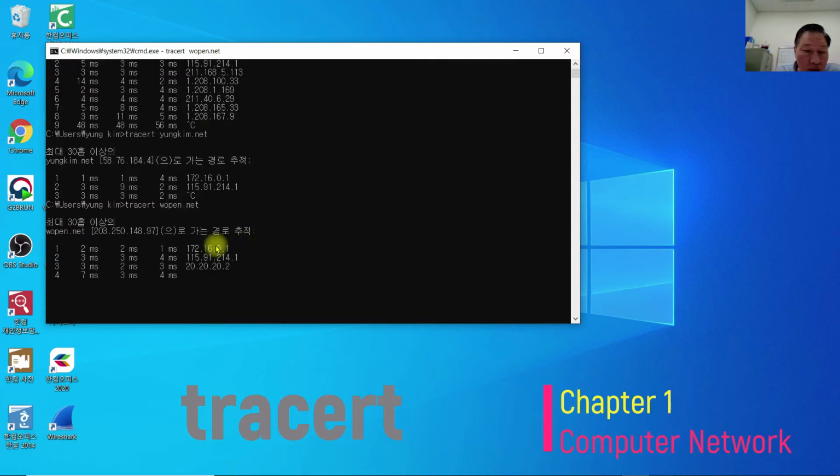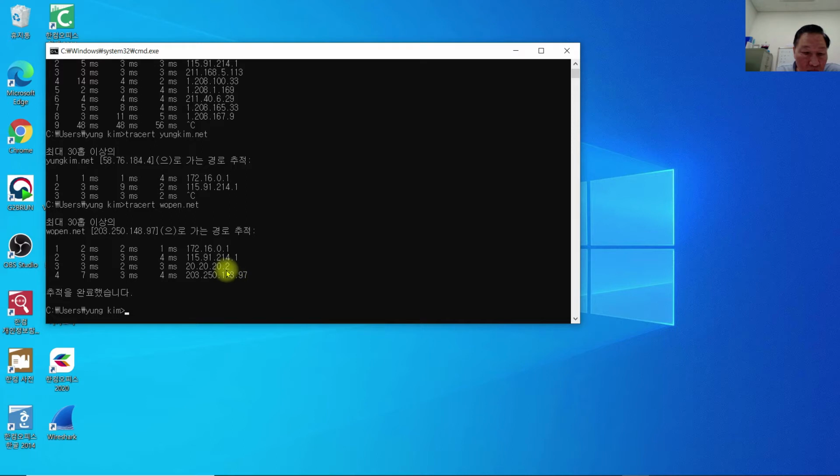This is the first router, called the gateway router. And this one is the IP address of the server. The others are IP addresses of the intermediate routers: first router, second one, third one. Finally, this one is the server of this domain name, the web server IP address for that web page. We can trace in this way.